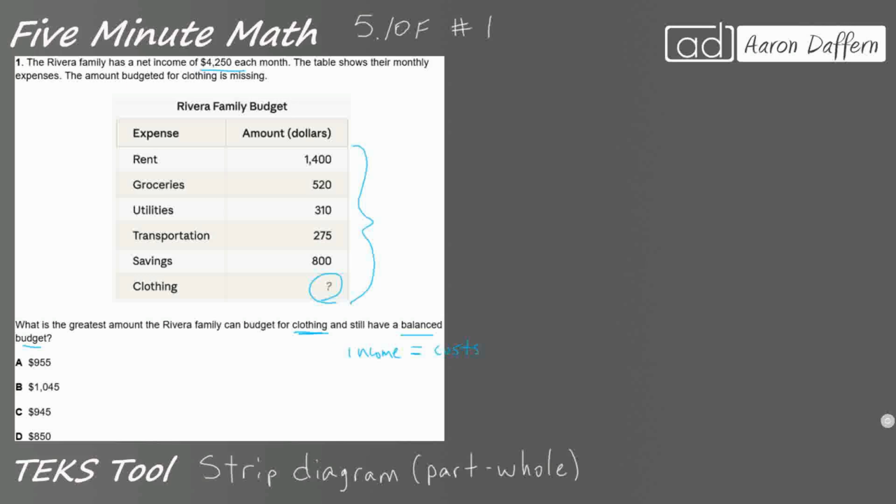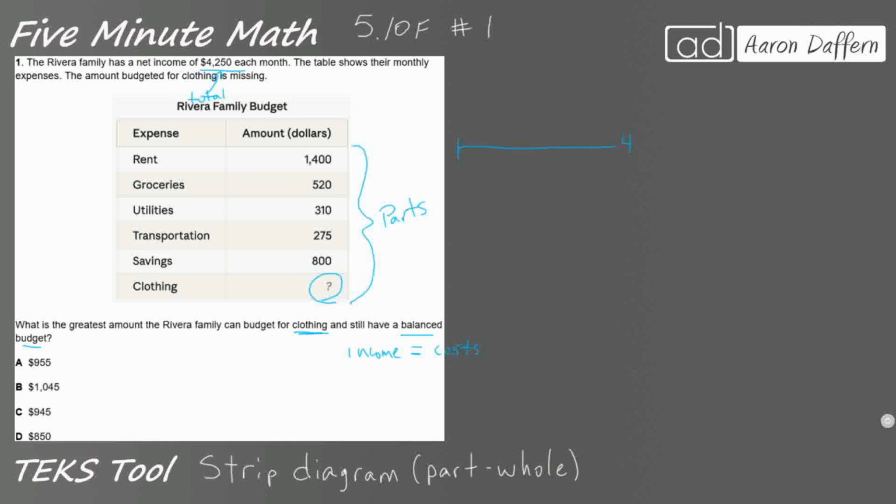Well, we can visualize this with a part whole. And actually, this is a part whole because we have our total right here. So this is the total we are working with. And then all of these are going to be individual parts. So let's represent that with a strip diagram. I'm going to draw my total up here.